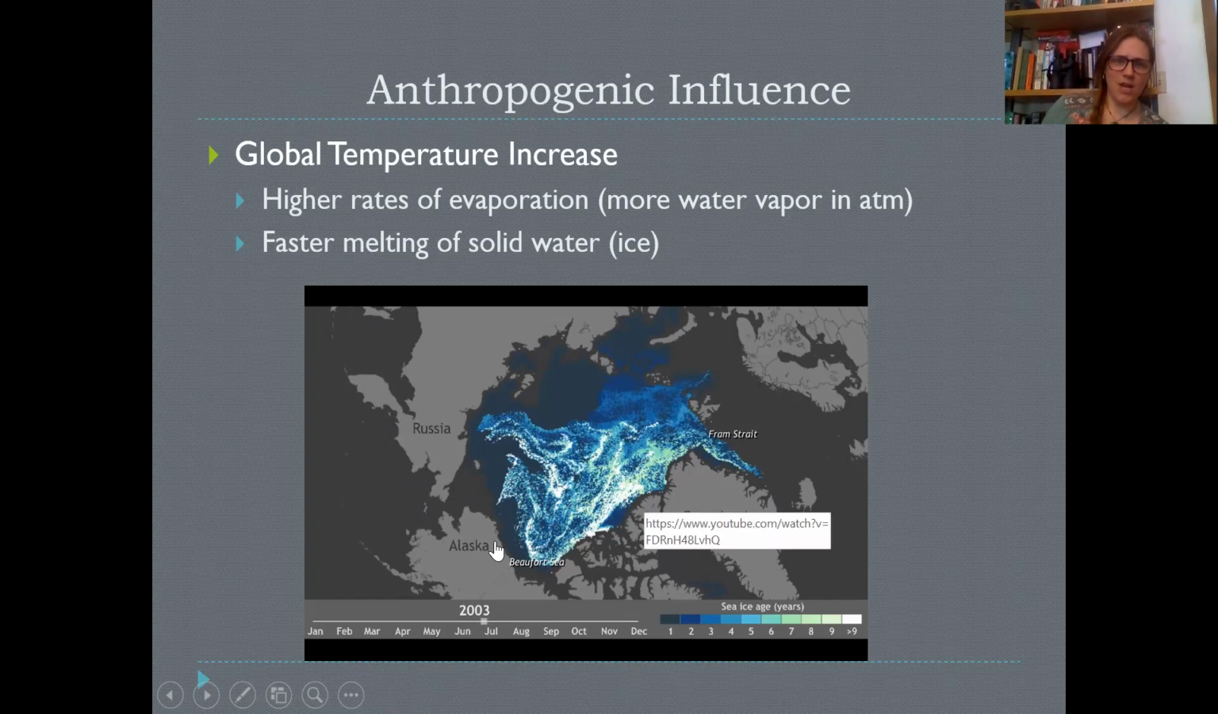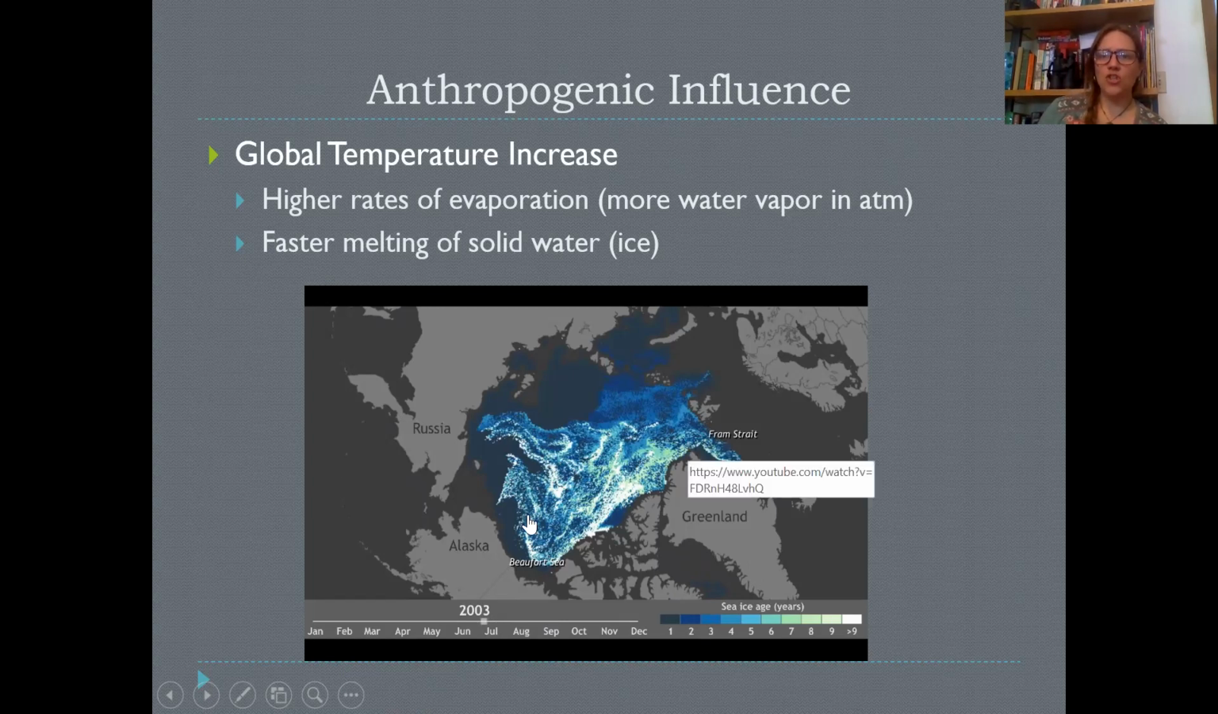So this is a little animation, and unfortunately it's not showing up right now, but it's showing the change in the dimensions of the polar ice cap, up by the North Pole, today compared to 20 years ago. And I'll link it up so you can look at this animation through Canvas, but it's a lot smaller today, unsurprisingly. I think nobody would be surprised to hear that.